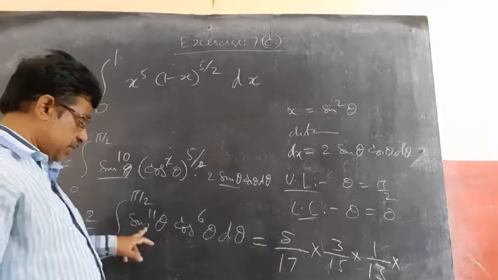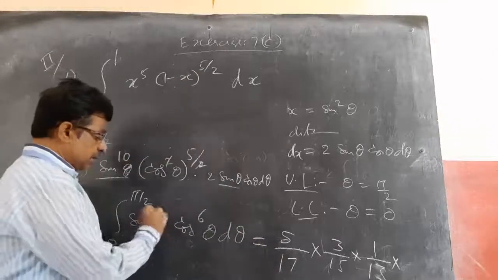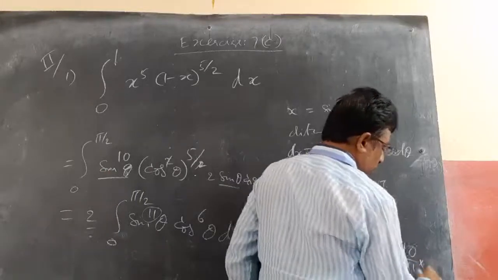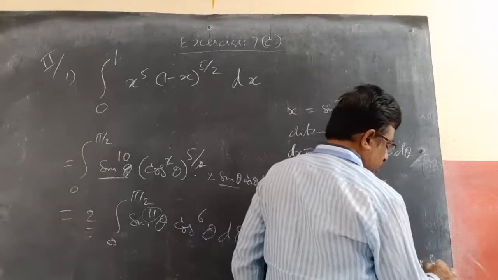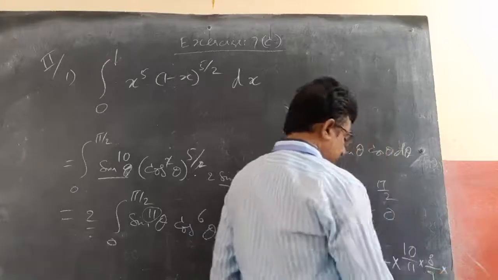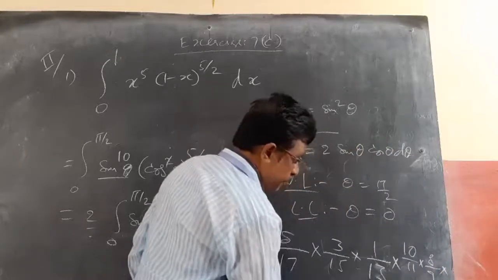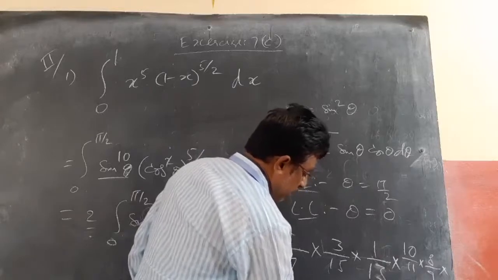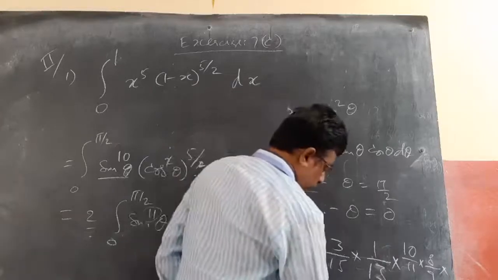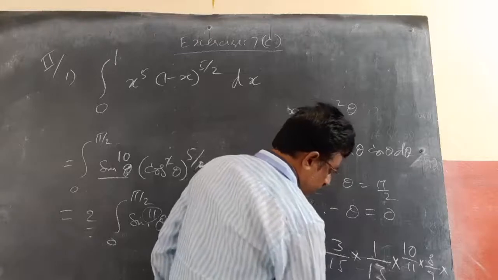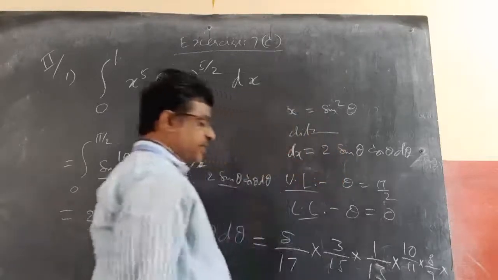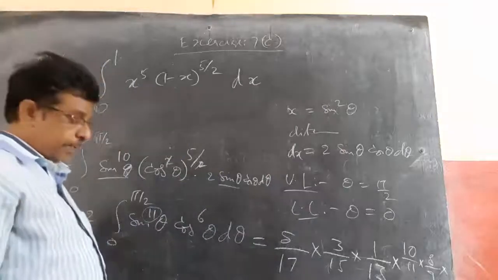Now 1 by m plus 2 means you should do for sin power 11 theta. So that is 10 by 11 into, subtracting 2, 8 by 9, subtracting 2, 6 by 7, into 4 by 5 into 2 by 3. If it is 2 by 3, leave it like that. If it is 1 by 2, then pi by 2 comes in.